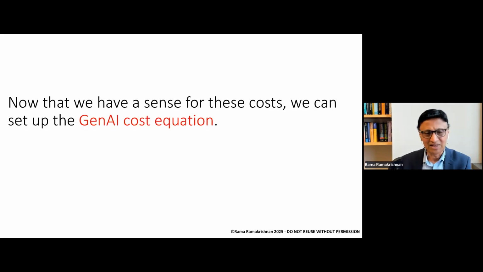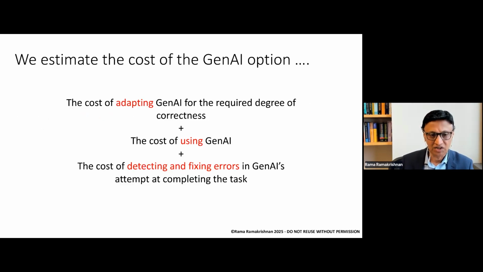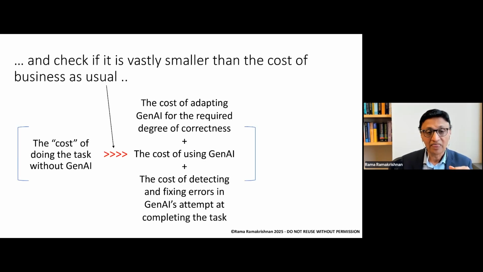Now that we have a sense for these costs, we can actually set up the equation, and the idea is very simple. We estimate the cost of the genAI option, which is basically the sum of these costs: adapting, using, and error checking and fixing. And then we compare it to the cost of business as usual, the cost of doing it without genAI. And if this genAI cost, even in a ballpark sense, appears to be significantly lower than the other cost, that's a really good sign.